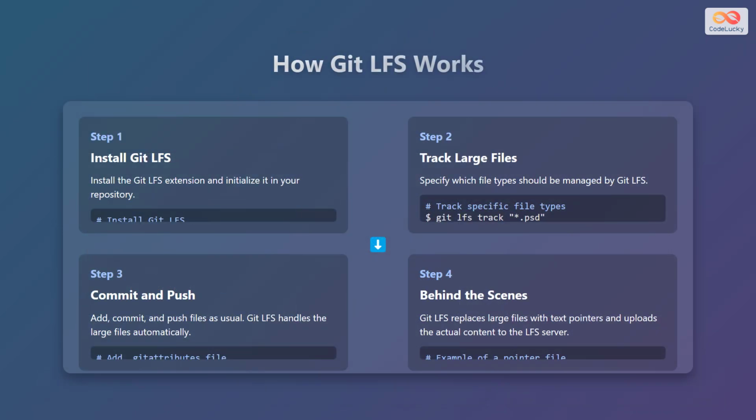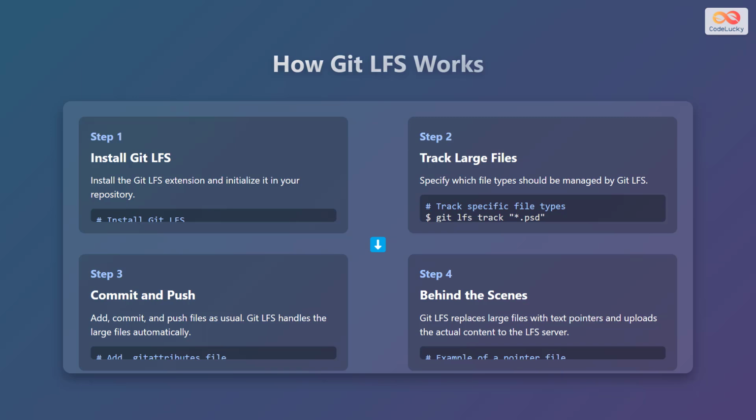Now let's dive into how Git LFS actually works. The first step is to install the Git LFS extension and initialize it in your repository using the commands git lfs install and git lfs install --local. The second step is to specify which file types should be managed by Git LFS with the command git lfs track with the extension of the file. The third step is to add, commit, and push files as usual.